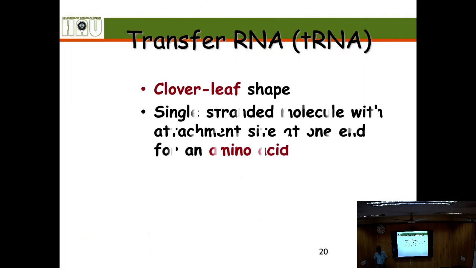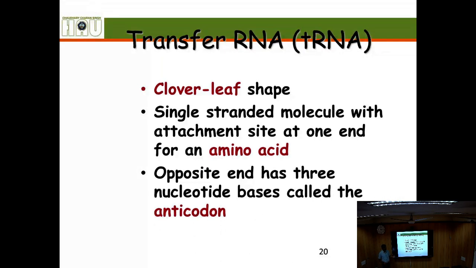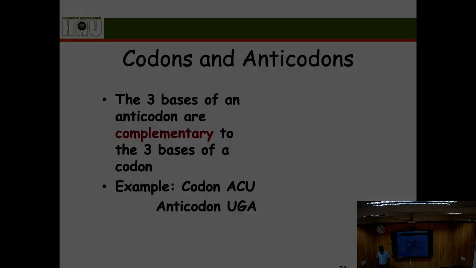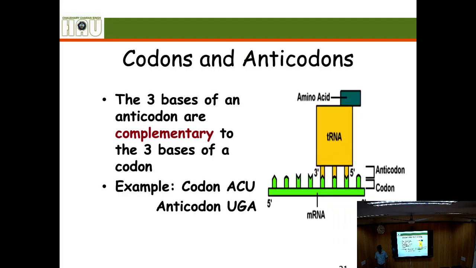Then there is the tRNA. tRNA has a clover leaf shape and is a single stranded molecule that has an attachment site at one end for the amino acid, and at the opposite end it has a nucleotide base sequence called the anticodon. So the codon and anticodon are complementary to each other.